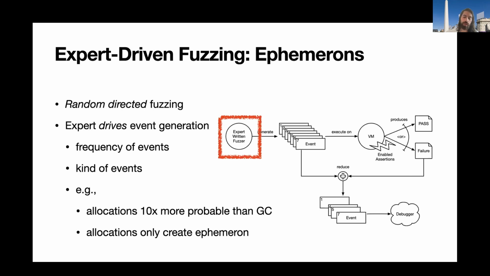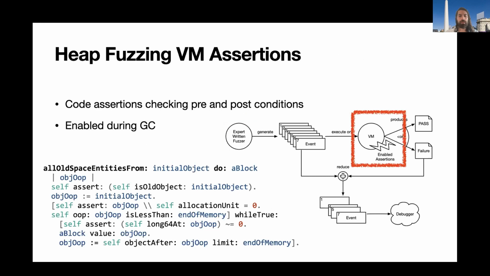For example, an expert can say, okay, for testing some part of the garbage collector, I want allocations to be 10 times more probable than garbage collection events. Or you can say, I want ephemerons to be more probable than non-ephemeral objects. I want objects that have less than 10 instance variables to be more probable than objects with more than 10 instance variables, and so on. So we can play with this kind of configuration to actually guide the generation of events.